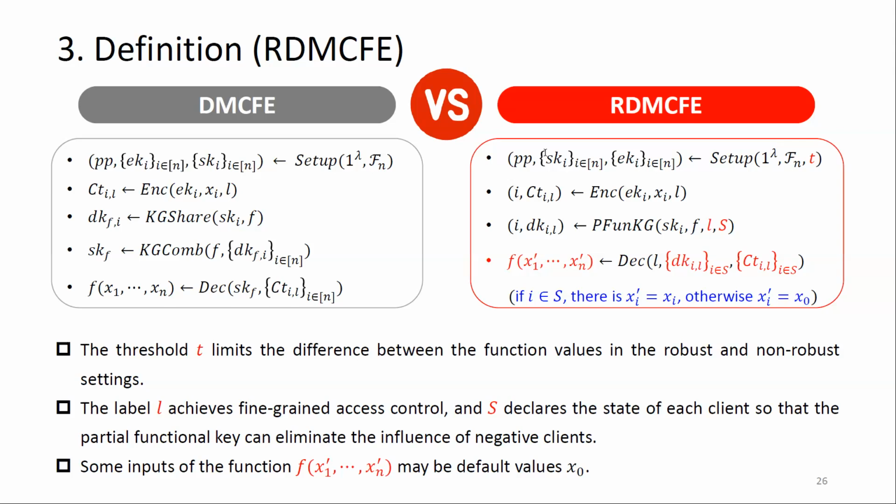To have robustness, the decryptor does not need to obtain all partial functional keys and ciphertexts, but a subset of partial functional keys and ciphertexts, to run the decryption algorithm and obtain the function value. In this fashion, some inputs may be the predefined default value 0, since some clients are negative. X0 is used to unify the expression of the function in the robust and the non-robust settings.